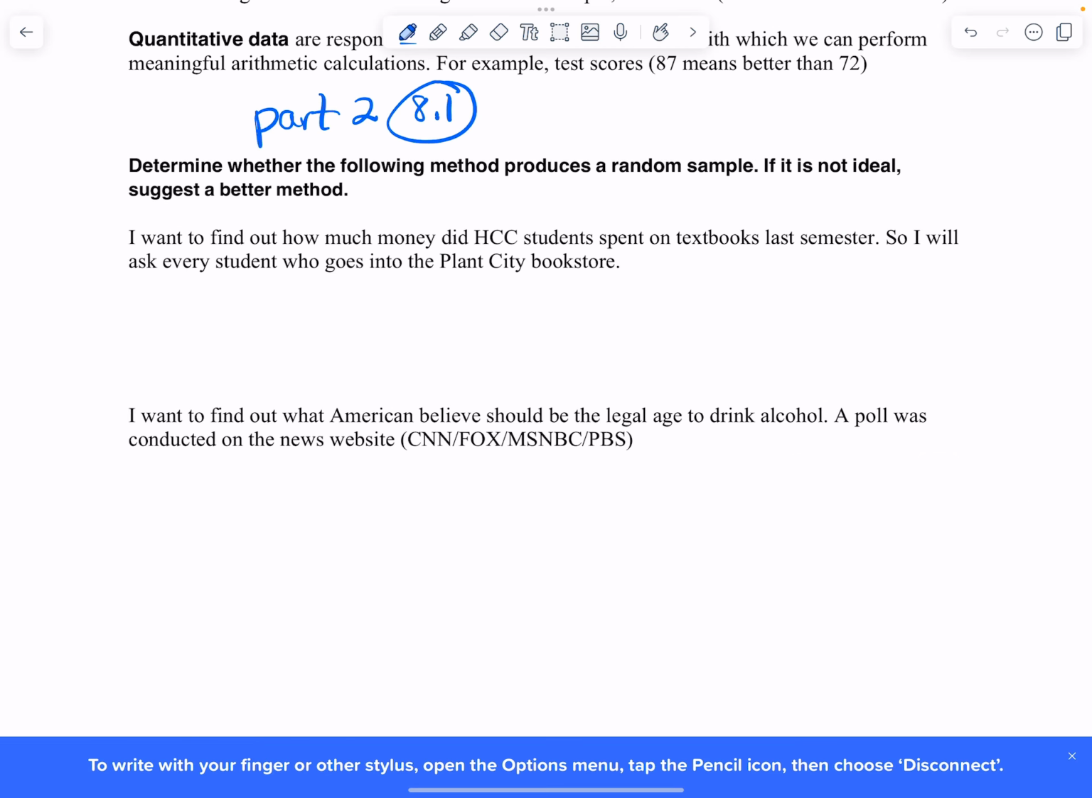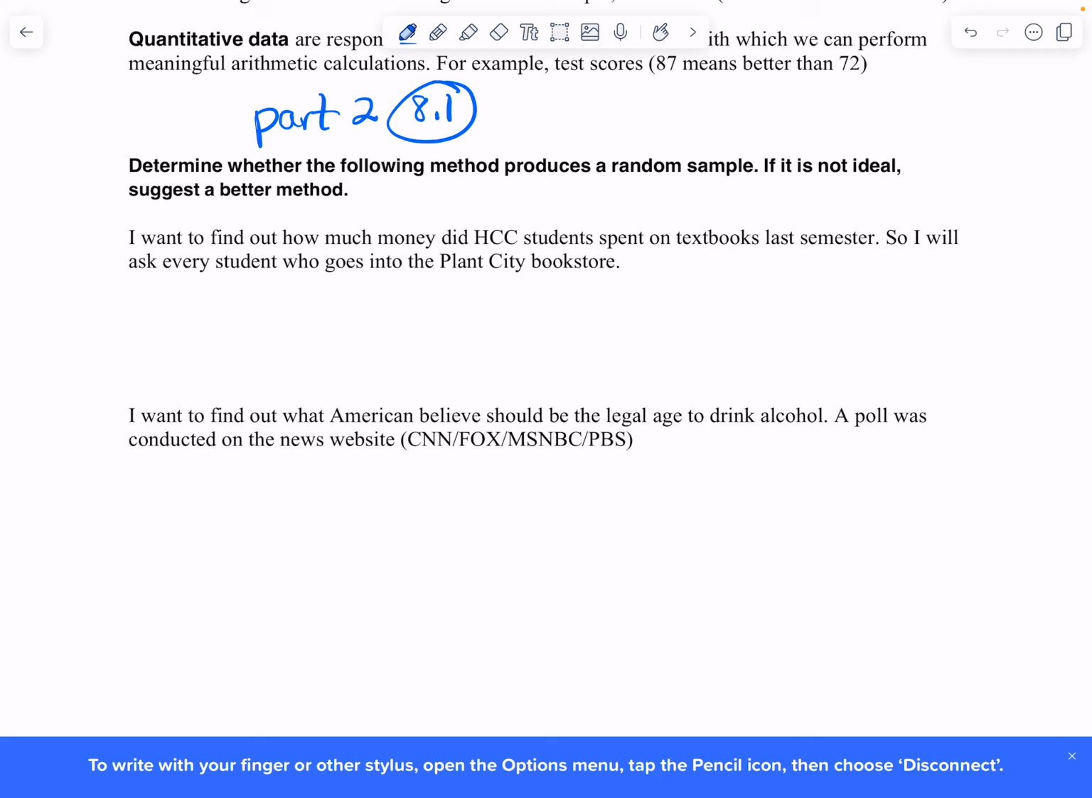This is 8.1 part 2. So if you did not watch part 1, please go back and watch the first part of this, because now we're going to be applying some of those terms that we saw earlier in this section. Part 2 says determine whether the following methods produce a random sample. If it is not ideal, suggest a better method.